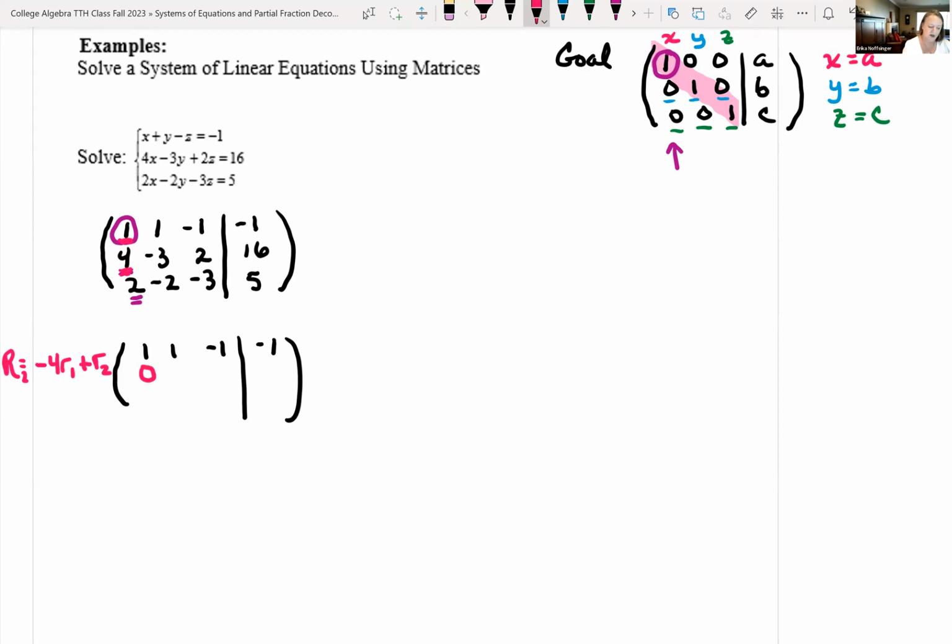Moving into the next column, -4 times 1 is -4, plus -3 is -7. Going to the next column, -4 times -1 is +4. 4 plus this 2 below is 6. Then we have -4 times -1, so that's +4. 4 plus 16 is 20.